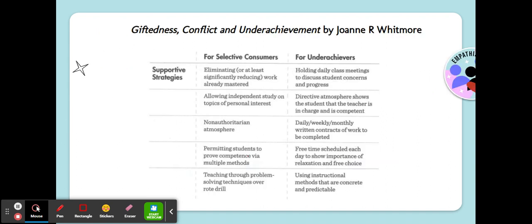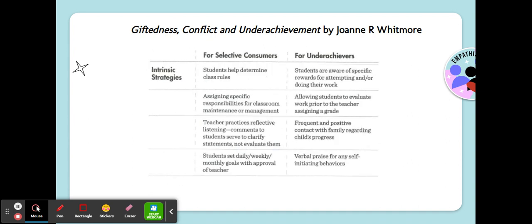Galbraith and Delisle refer to the work of Joanne R. Whitmore, Giftedness, Conflict, and Underachievement, to offer strategies for both underachievers and selective consumers. These three types of strategies, supportive, intrinsic, and remedial, are introduced in this table. Supportive strategies affirm the worth of the child in the classroom and convey the promise of greater potential and success yet to be discovered and enjoyed.